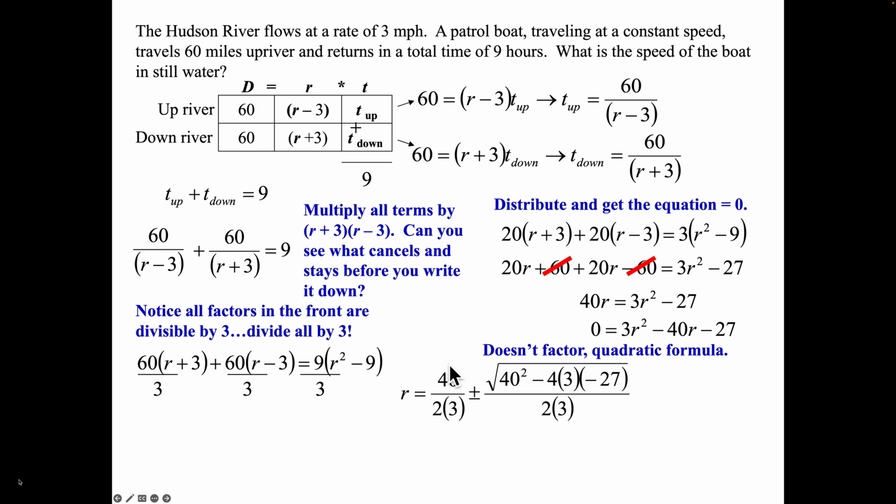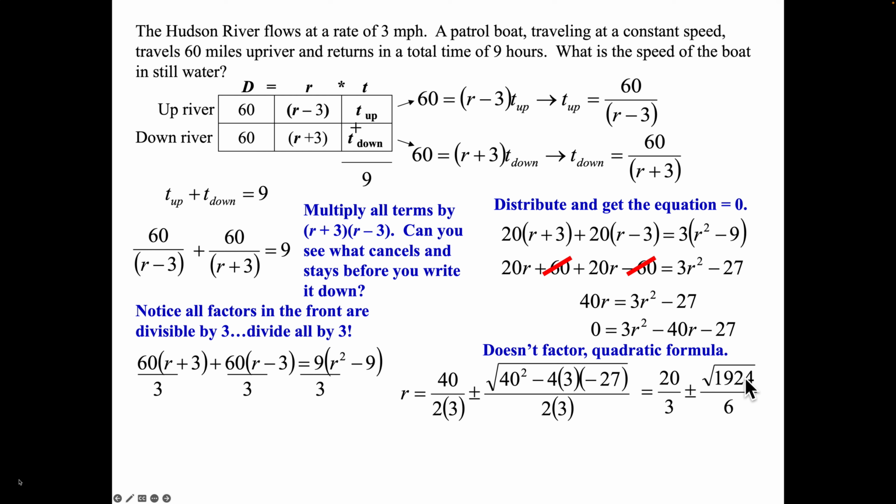So r equals negative b, so negative 40. That's why this is a positive 40. Over 2 times a, 3. Negative 40 squared. Remember we'll just put in 40 squared because that's always positive. Minus 4 times a, which is 3, times negative 27. Again, notice that this reduces. 2 goes into 40 20 times. So that means that once my calculator gives me this value of 1,924, I'll be able to simplify that.